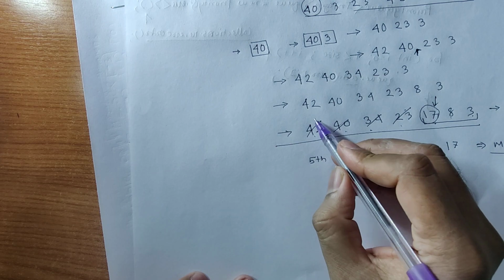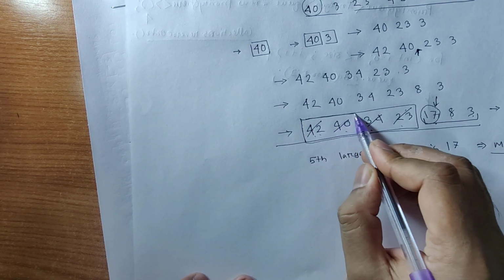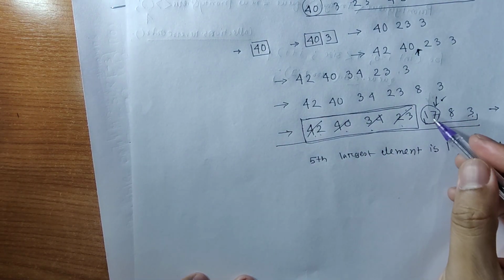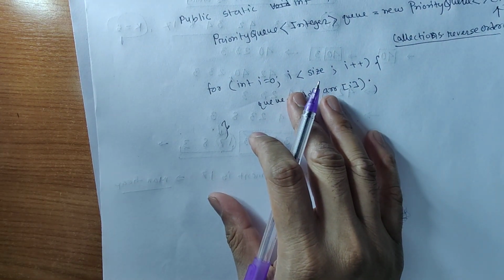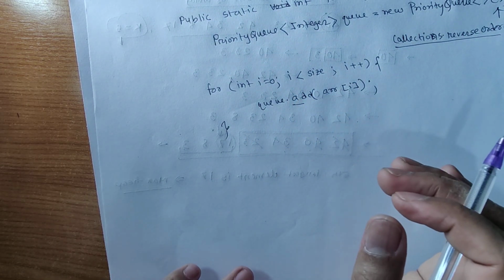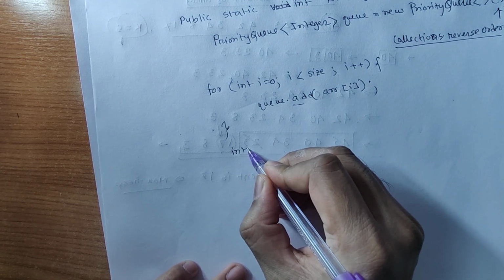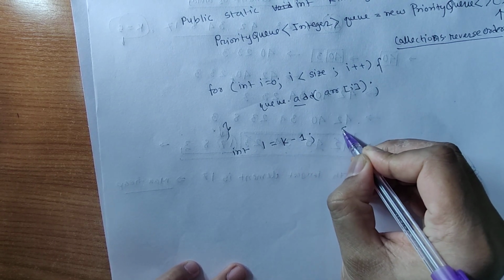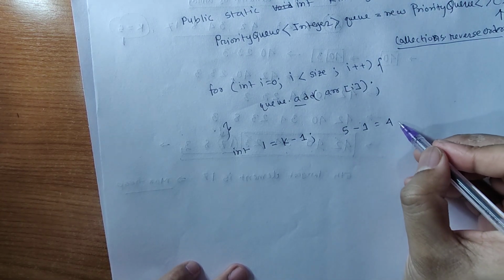Now we'll remove the other elements. We'll remove the elements at the front, until we reach the fifth element. So int l equal to k minus 1. So k is 5, so 5 minus 1 equal to 4. So our initial value is 4.